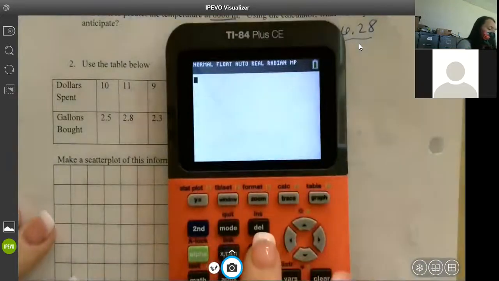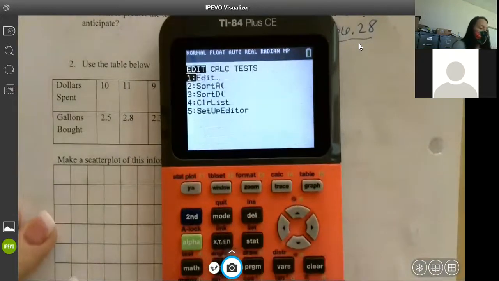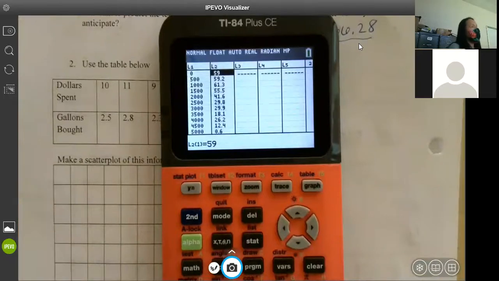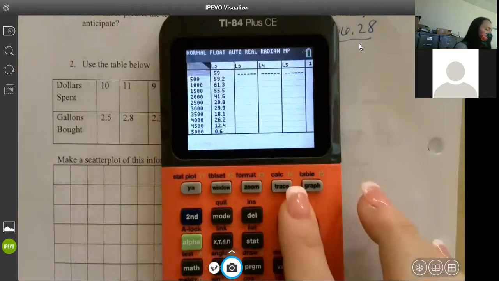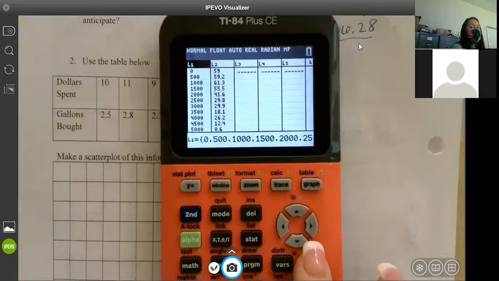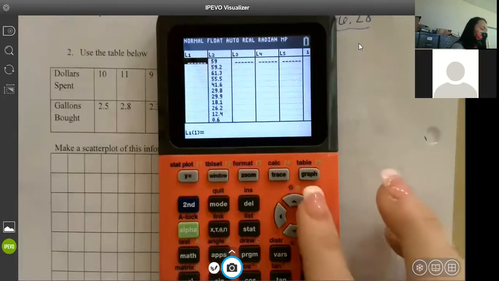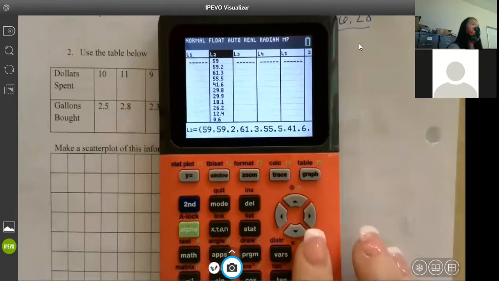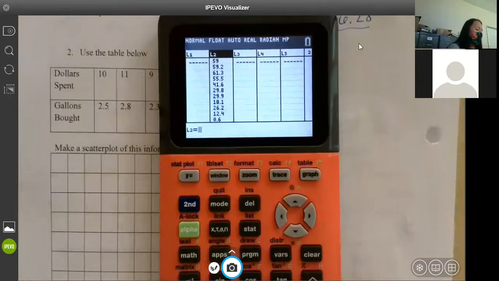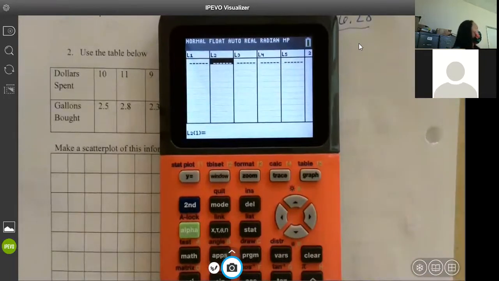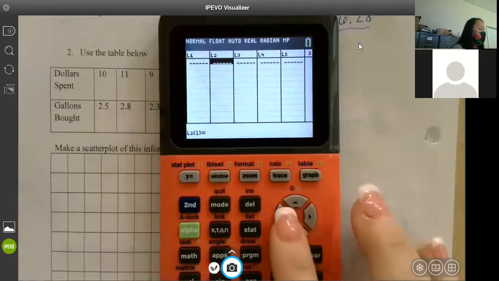Okay, you're going to go back to Stat and Edit. Listen carefully. You can just type over these if you want to, or you can go up to L1 and hit Clear and enter. Do not hit delete. Delete will take out the L1 and you'll be in trouble. Kevin, you got this? Go up to L2, hit clear and hit enter, and it will take all of them out.